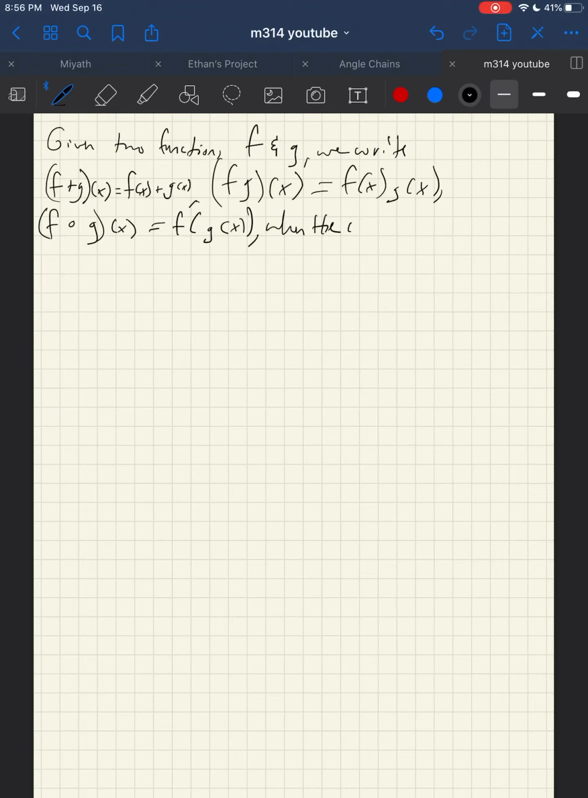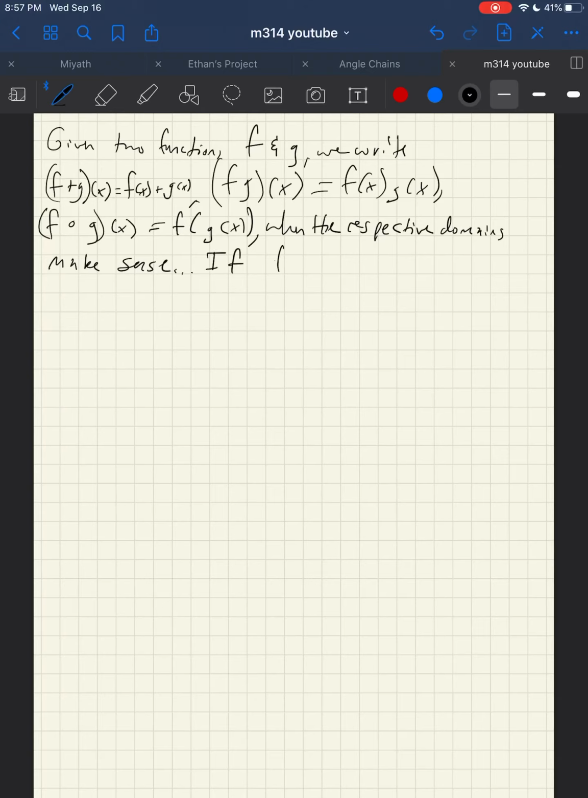When the respective domains make sense. Because you could have, if f was square root and g was something that spit out some negative numbers, then you might end up with some complex numbers, right? So you have to be a little careful. And you want to make sure that things are defined, but I'm not going to go too far down that path. But I just want to say that this is a thing we need to worry about.